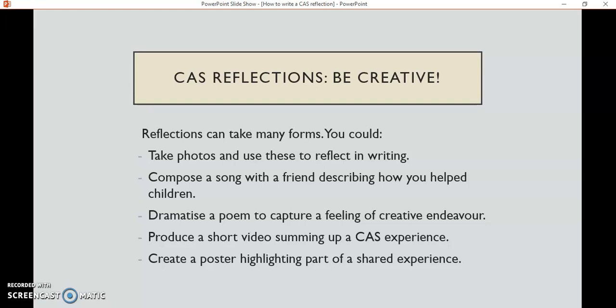You could take photos and use those to reflect in some writing. You could even compose a song with a friend describing how you helped children during an experience. You could dramatize a poem that sums up what happened. Even a short video, like a blog, that sums up your experience and talks about the things I mentioned earlier, that would be fine. And even a poster highlighting maybe a shared experience. You could do that with somebody else. They would all be fantastic types of reflection for you to do.